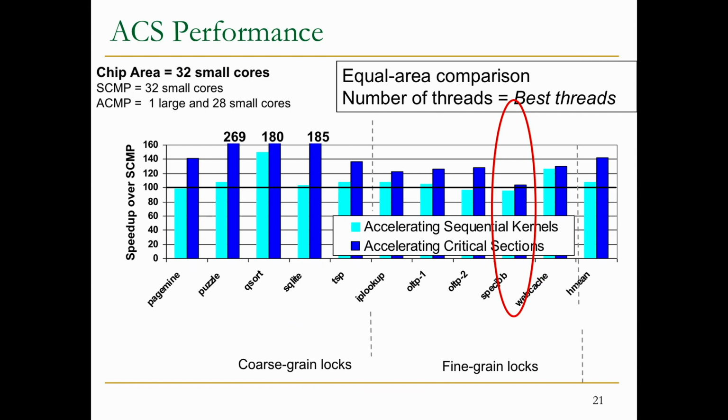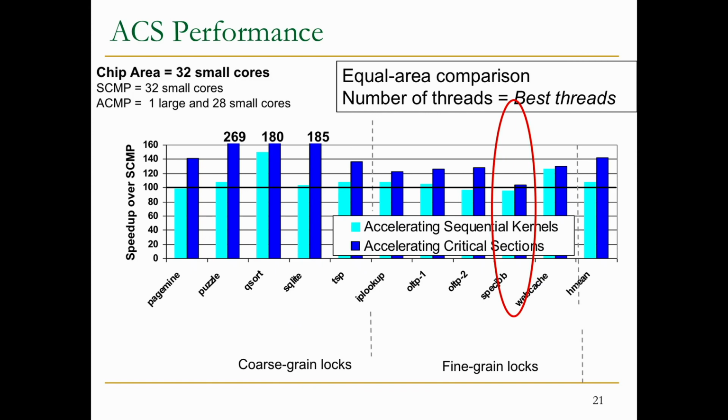There are some cases where you lose performance, not because of accelerating critical sections, but because you put the serial part into the large core. This is because you lose some parallel throughput. These programs are more optimized, and you lose parallel throughput, and you cannot recover that by accelerating the serial part. So you could, of course, do better if you actually optimize the system. So here you don't gain much performance, clearly.